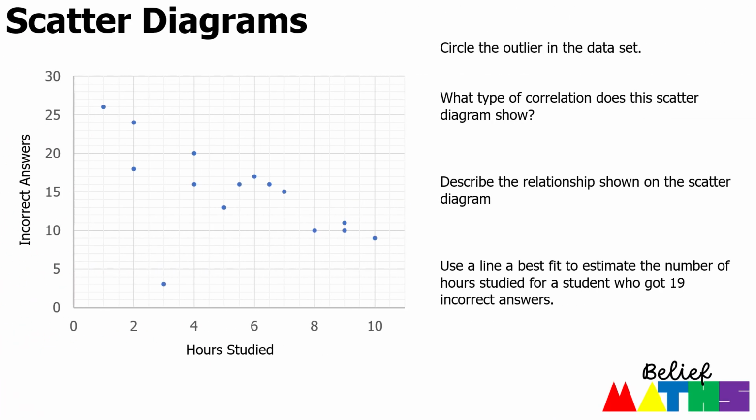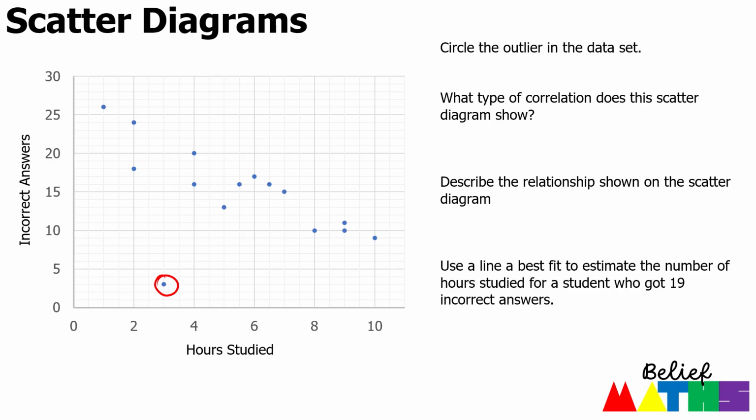Scatter diagrams, again, are another interesting one. In this case, we've got 4 questions to look at. The first one says, circle the outlier of the data set. And remember, an outlier is just something that's far away from the rest of the data set. So in this case, that would be my outlier, because it's just away from the rest of the trend. And we can ignore that for any of the lines of best fit or whatever we use.